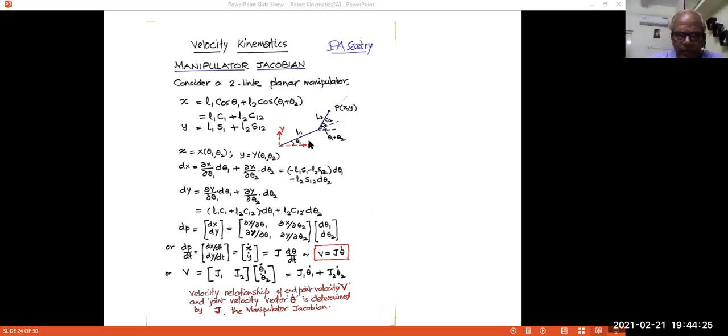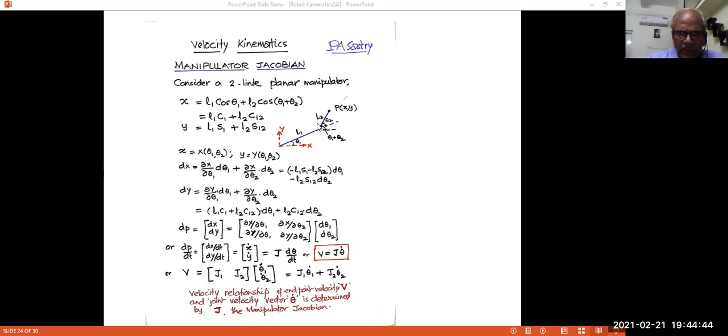What's a two-link planar manipulator? It has two rotary joints, and these are the two links, and they are in the plane of the paper, moving in the same plane, and they move about the third z-axis, which is perpendicular to the plane of the paper.